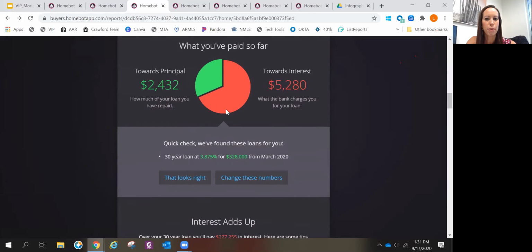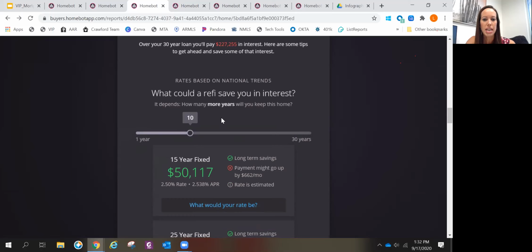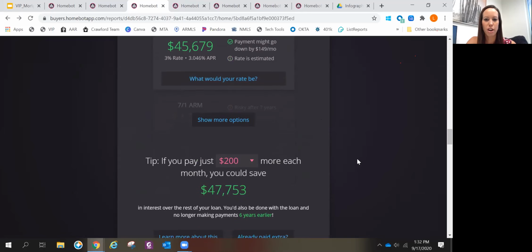Here's the part where it shows them the principal versus interest. They can change their loan numbers if they want. It shows them the interest over the life of the loan. It shows them again, and this is really awesome. A lot of people say, well, I don't know if I should refi if I'm not going to stay in my home very long. So this allows them to say, okay, if I'm going to stay in my house only for 3 years, I can still save $9,000 in 3 years by refinancing. But if I'm going to stay in it for 20 years, I'm going to save $150,000 by refinancing. So that's really helpful for consumers, depending on their long-term plans for their housing.